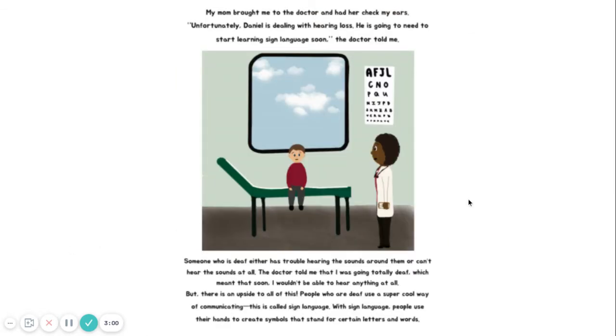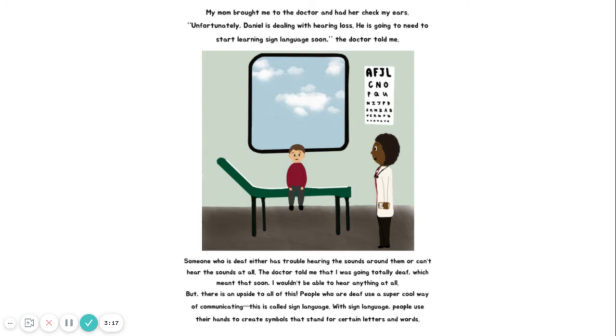My mom brought me to the doctor and had her check my ears. "Unfortunately, Daniel is dealing with hearing loss. He's going to need to start learning sign language soon," the doctor told me. So does anyone know what sign language is? If you don't, that's okay. You're going to learn so much more about it. If you do, that's great.